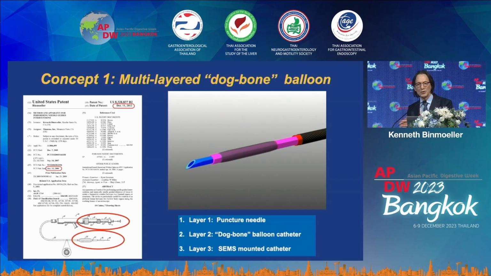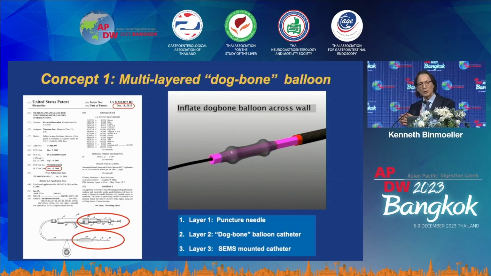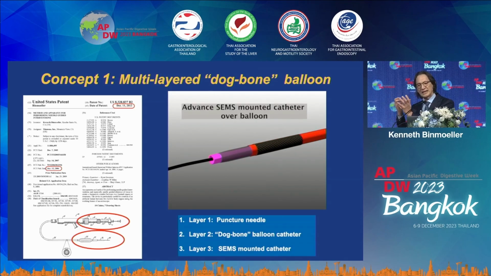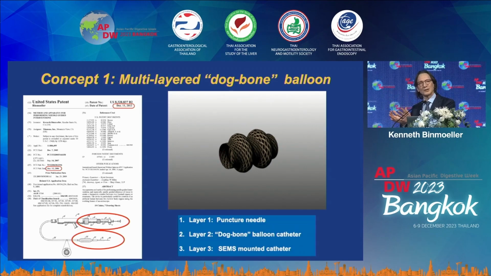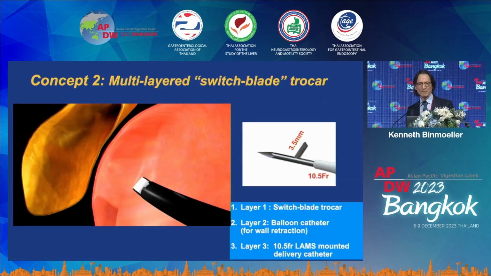We advanced the balloon over the puncture needle. We exchanged the needle for a wire. Now we inflate the dog bone balloon across the wall. So we're across the wall, and we will then get the dog bone configuration. And we advance the SEMS over the dog bone balloon, and then we inflate the balloon so that the SEMS takes on that diabolo configuration. And then we remove the delivery system. So that was the very first idea of how we might be able to create this exchange-free platform.